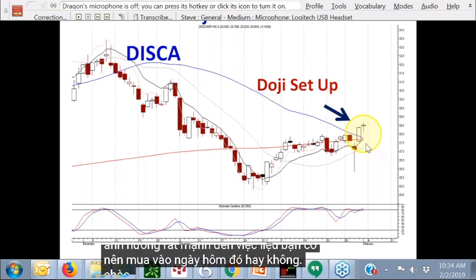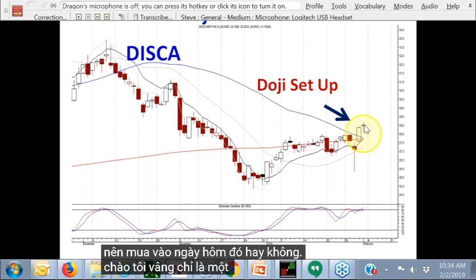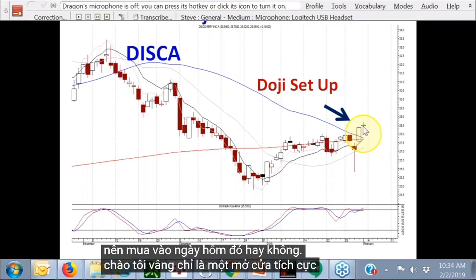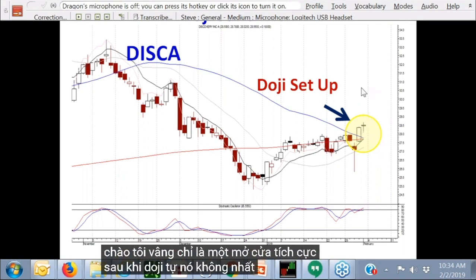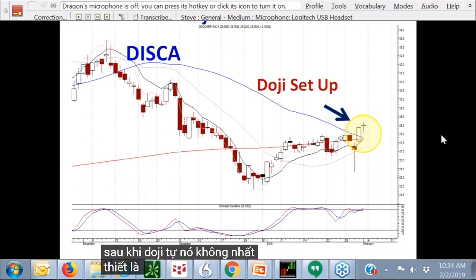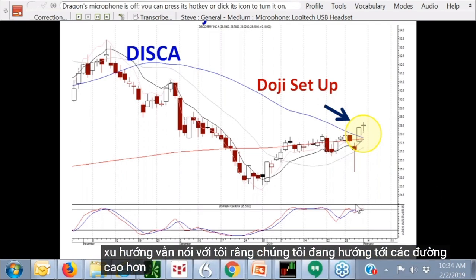Do you enter at the doji high? Yeah, just a positive open after the doji itself, not necessarily the range of the doji. Will you take a doji sandwich in the middle of the trend? Yes, because the middle of the trend is still telling me we're heading higher.